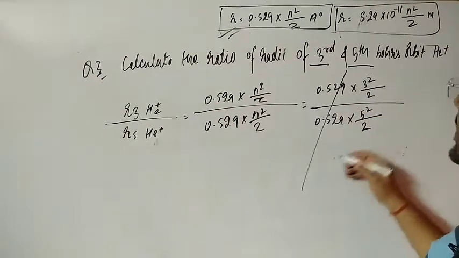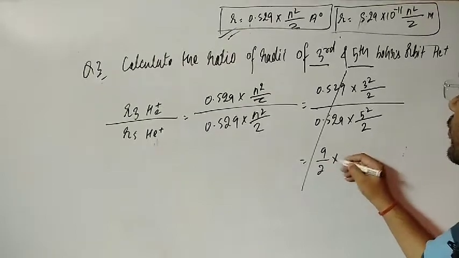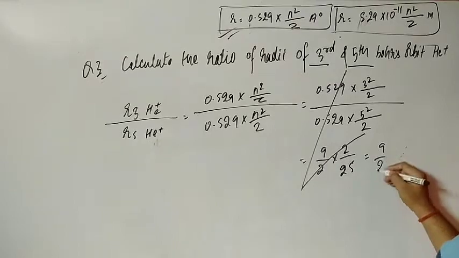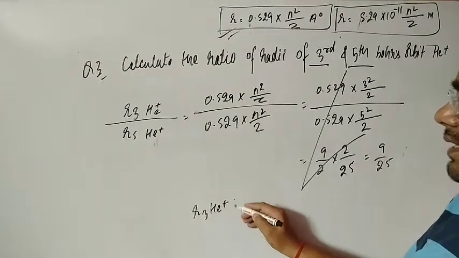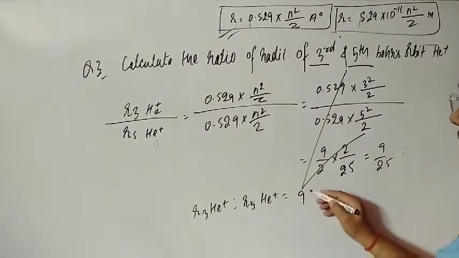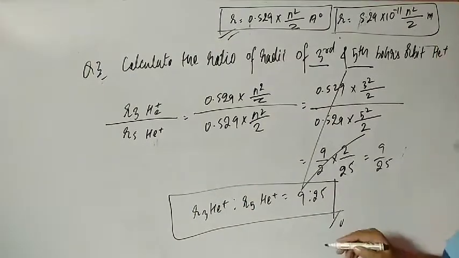This all cancels out. So it comes to 9 upon 2 into 2 upon 25. The 2 cancels out, giving 9 upon 25. So R3 of He plus to R5 of He plus is 9:25. This is our answer, students.